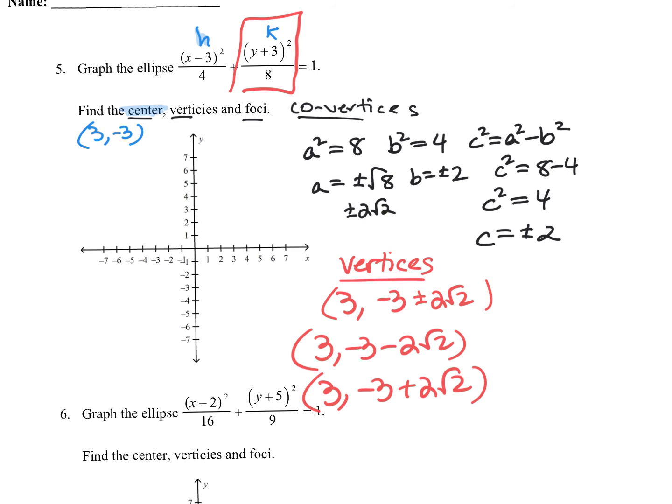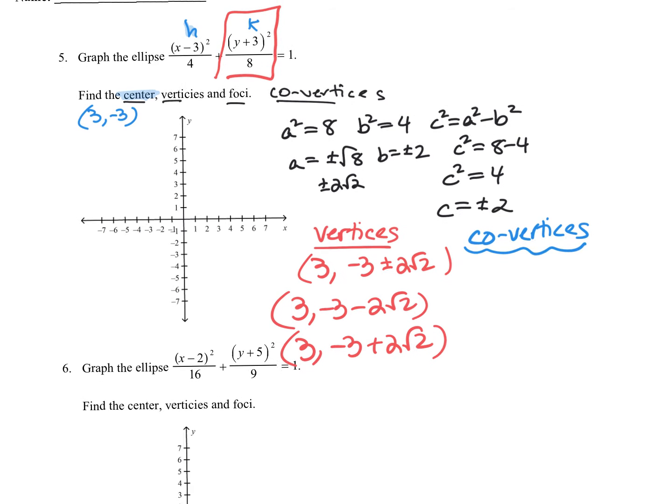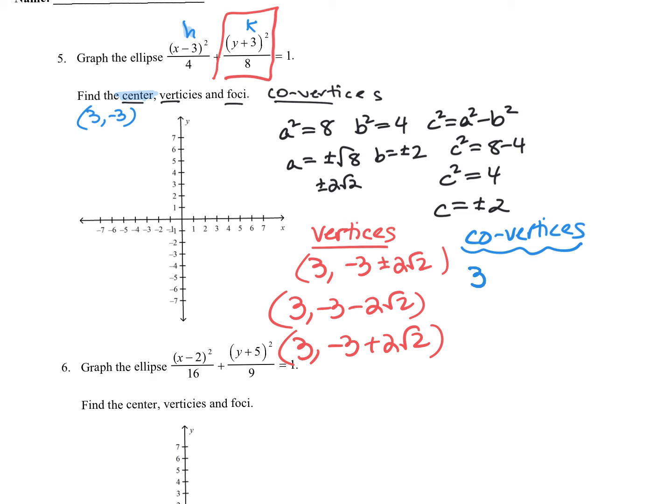Then for my focus point, actually, let's do the co-vertices next. So co-vertices uses the B value. My minor axis is going to be the x-axis, and that's where I'm going to add the B value. So I'm going to take the center and add my B value, which is plus and minus 2, and then comma negative 3. So here I get 3 minus 2 is 1, and then 3 plus 2 is 5. So those are my 2 co-vertices.